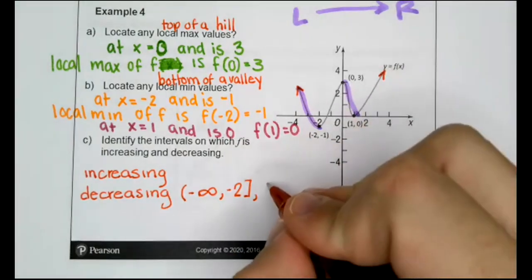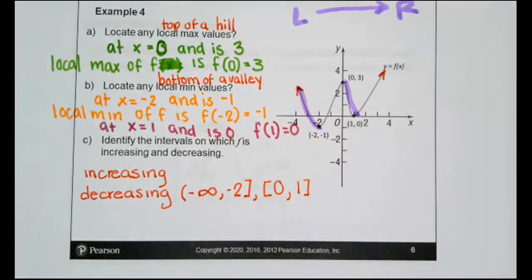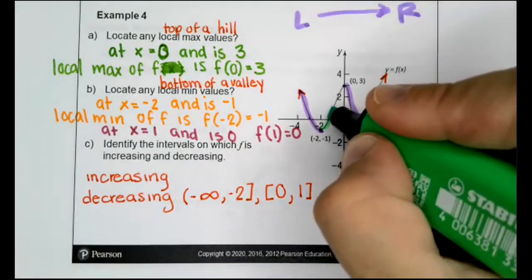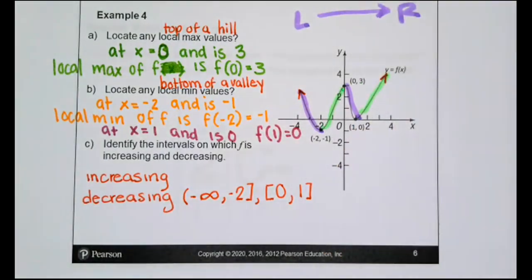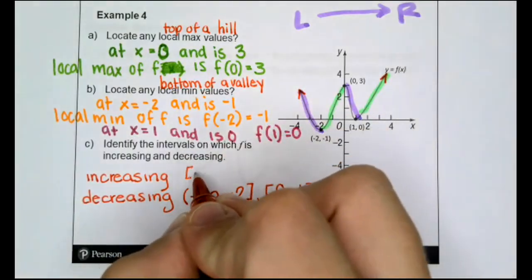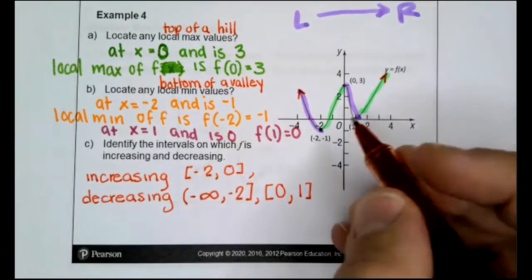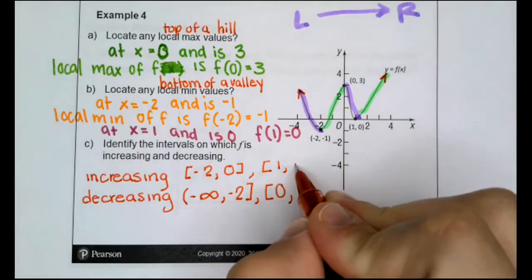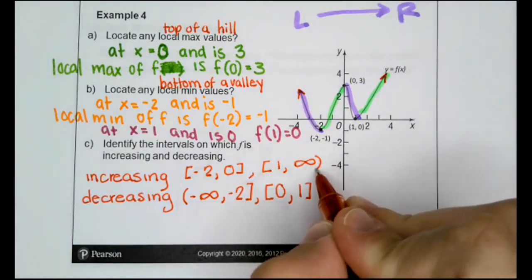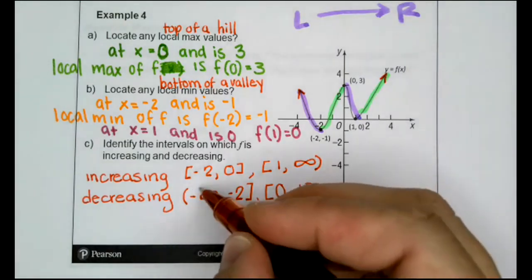And from 0 to 1, okay? It is increasing from -2 to 0 and 1 to infinity. I don't know the last number of infinity, so I just have to write infinity. And we know that infinity always gets a parenthesis, okay?